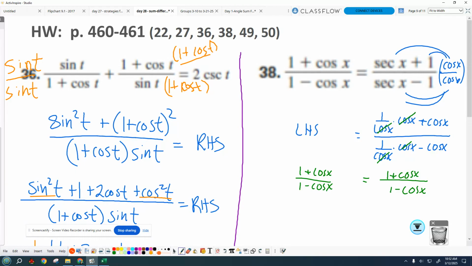One step. So you just multiply by cosine? Cosine over cosine. I multiplied by 1. Right? I'm allowed to multiply by 1. It changes the look, but not the value. Okay.